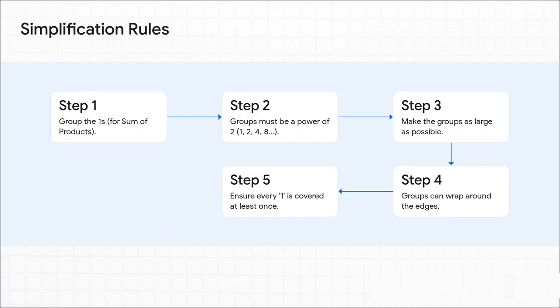So here are the rules of the game. Super simple. First, we're looking to group up all the ones on the map. But there are a couple of catches. The groups have to be a power of 2 in size. So you can have groups of 2, 4, 8, and so on. And your goal is to make these groups as big as you possibly can. Oh, and here's a really cool trick. The map wraps around on itself. The top edge is connected to the bottom, and the left is connected to the right, kind of like in Pac-Man. As long as you make sure every single one is covered by at least one group, you're good to go.